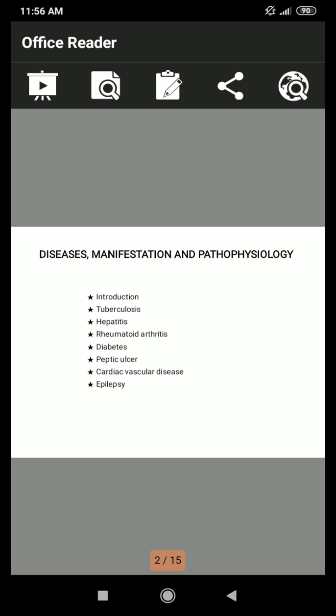Today I will start the remaining part of chapter number 4, Disease Manifestation and Pathophysiology. In the previous lecture we have discussed tuberculosis, hepatitis, rheumatoid arthritis, diabetes, peptic ulcer and cardiovascular disease. In cardiovascular disease, congenital heart disease we have seen in the previous lecture. Now see the acquired heart disease.